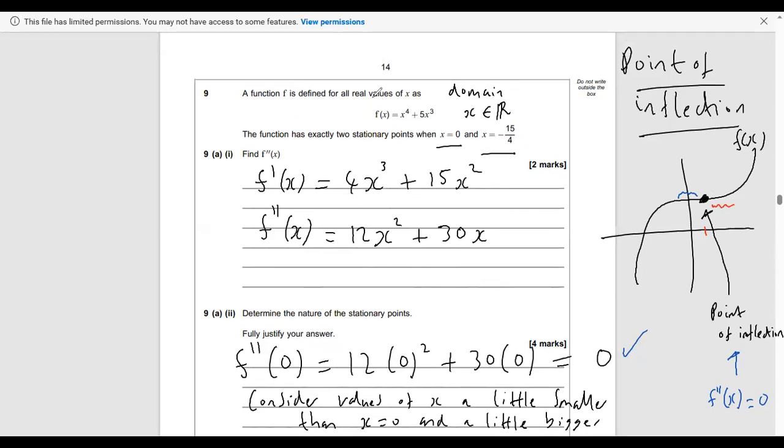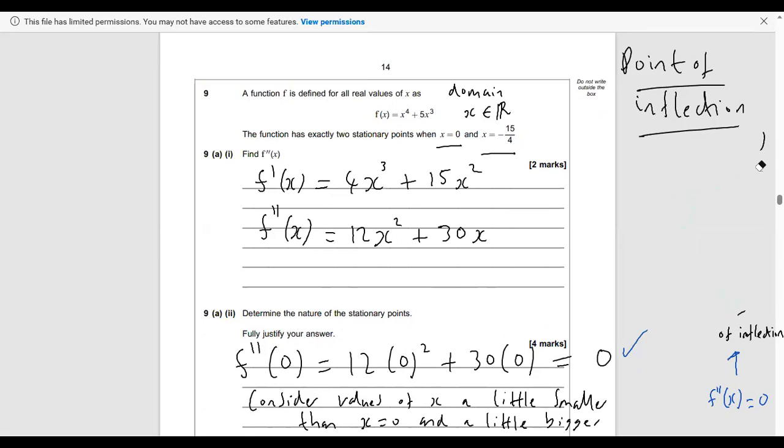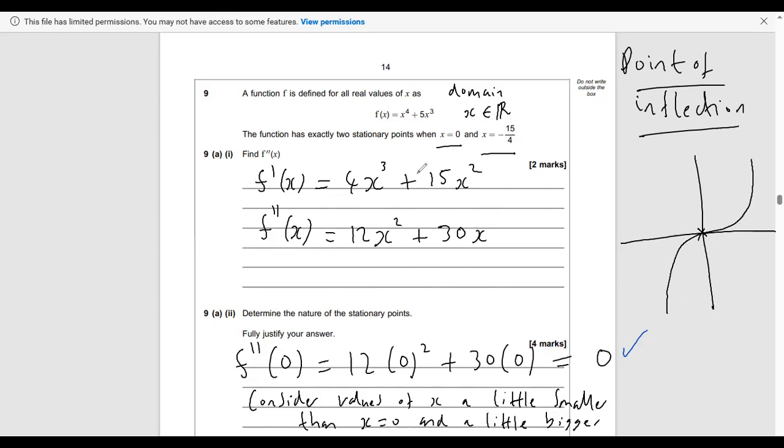Actually, let me try and make this a more realistic curve. I'm just going to rub this out because I've made a real mess of this. Let's do this again and try and make it a little bit more realistic. So we've got x equals 0, which is on my curve. And in fact, when we substitute in x equals 0 into our formula here, we get 0 anyway. So we could have something which looks a bit like this. I know it's not a cubic graph, but let's just pretend for argument's sake.